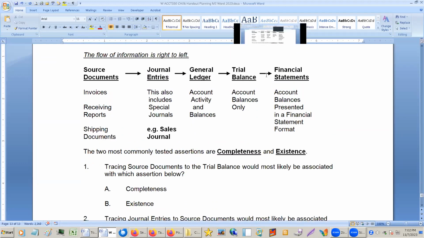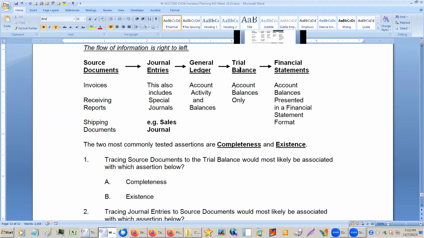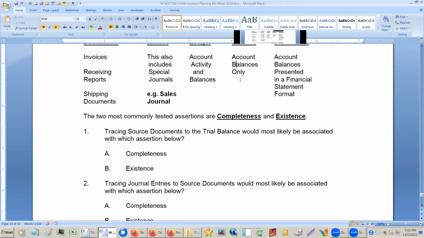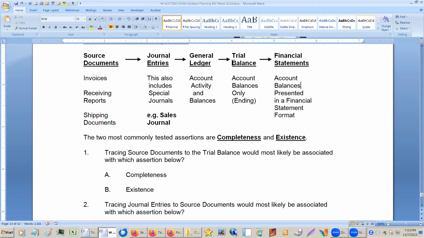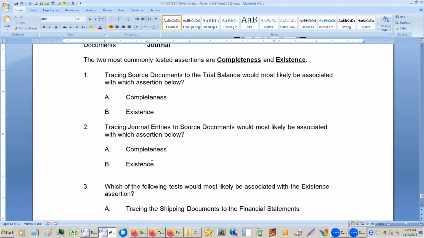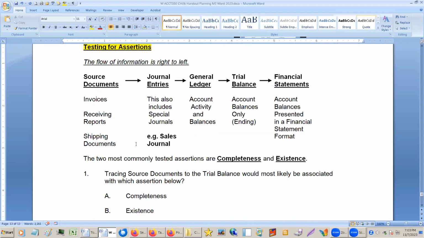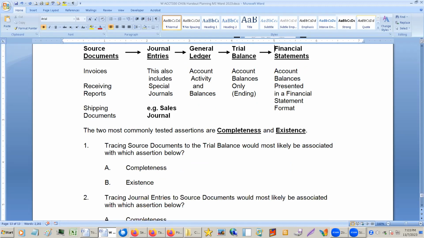Trial balance just comes out of the general ledger. It has only the ending balances. And then finally, we make the financial statements off the trial balance. So this is kind of the flow of documents. Okay, now we're going to beat this up for completeness or existence. So completeness means that everything is included in the financial statements. Existence means that there's something in the financial statements proving that it exists.